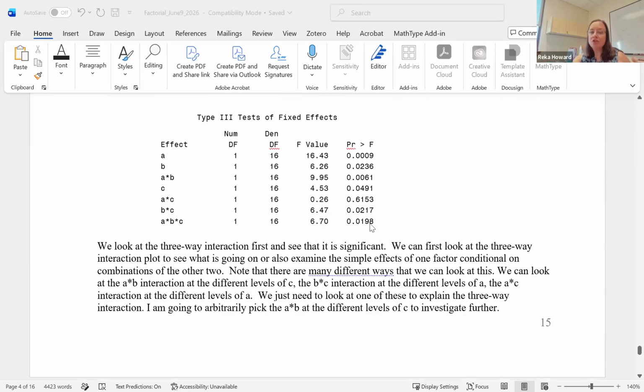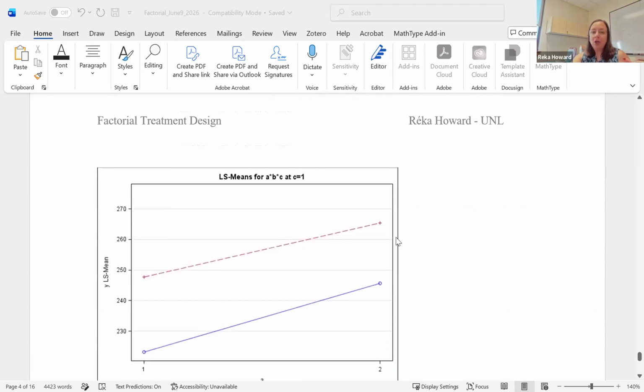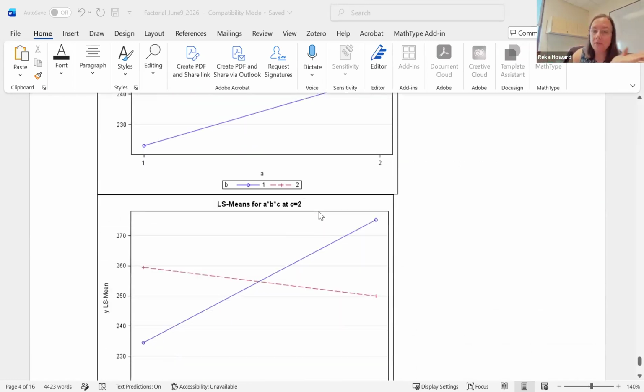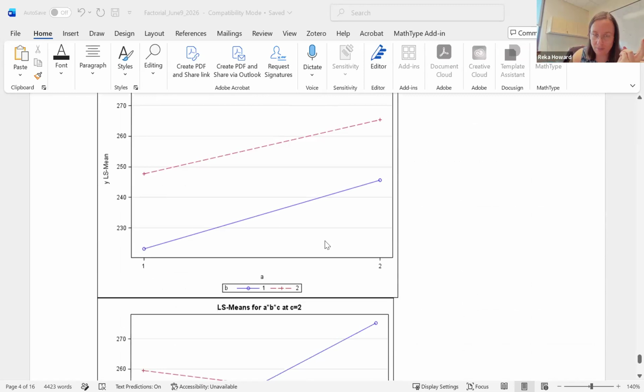But how do I actually visualize that three-way interaction? I look at a two-way interaction. So I can pick A and B, okay, at C equals 1 and C equals 2. So I just plotted two-way interaction plots. I grabbed A and B, but I could grab B and C. I could grab A and C. It doesn't matter. So a two-way interaction plot at specific levels of the third factor. In this case, everything has two levels. So A has two levels, and so do B and C.